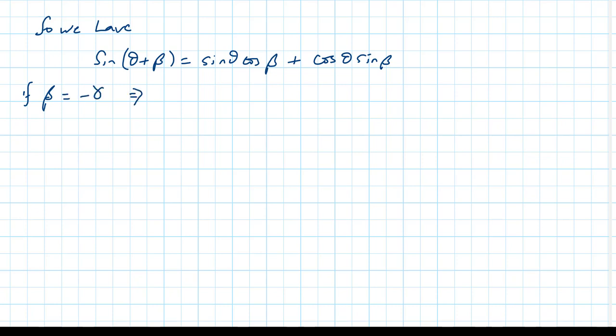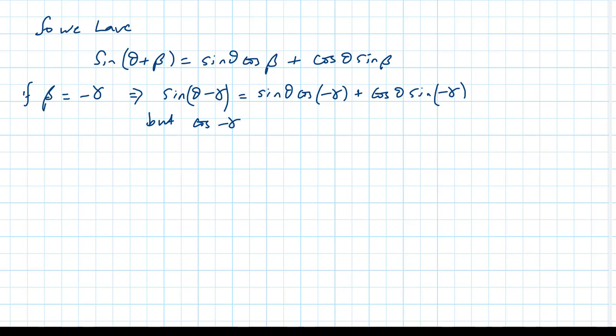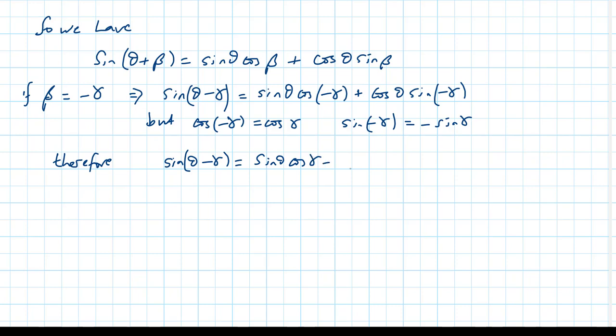Now, if beta was equal to negative gamma, we'd end up with the sine of theta minus gamma, replacing the beta with negative gamma, is equal to sine theta cos negative gamma plus cos theta sine negative gamma. Now it just happens that the cos of negative gamma is equal to the cos of gamma. It's a symmetric function. And the sine of negative gamma is equal to minus the sine of gamma. So therefore, substituting those values in, we find that the sine of theta minus gamma is equal to sine theta cos gamma minus cos theta sine gamma.